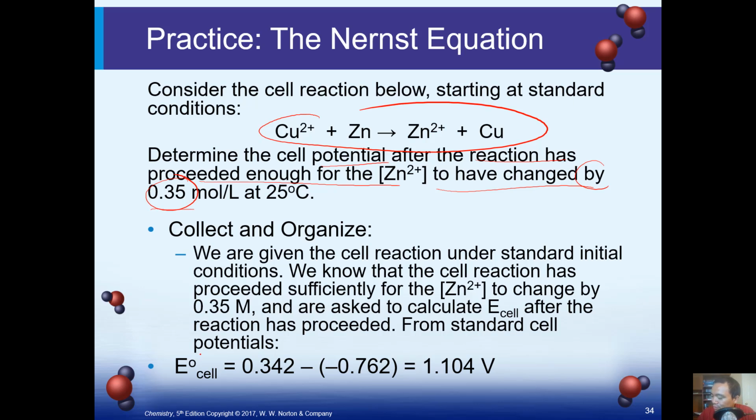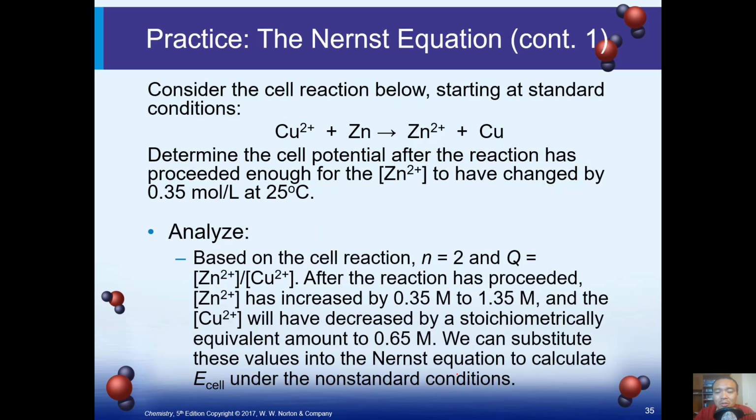Do remember, the standard E cell, E naught, will be E cathode minus E anode, which gives us 1.104. According to the Nernst equation, we need to know several other pieces of information. Based on the cell reaction, we know the number of moles of electrons transferred, N, is 2, and Q is defined as zinc concentration over that of copper after the reaction has proceeded, and zinc concentration has increased by 0.35. Remember, it has changed by this much. Under standard condition, all concentrations initially will be 1.0 molar. Since it has changed by 0.35, the final concentration for zinc will be 1.35.